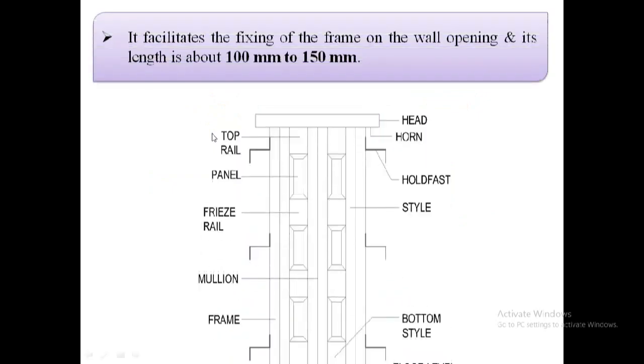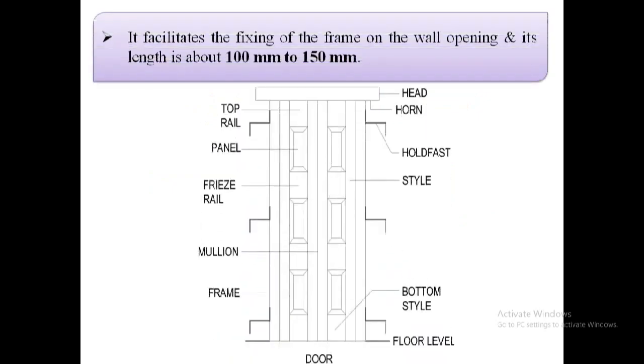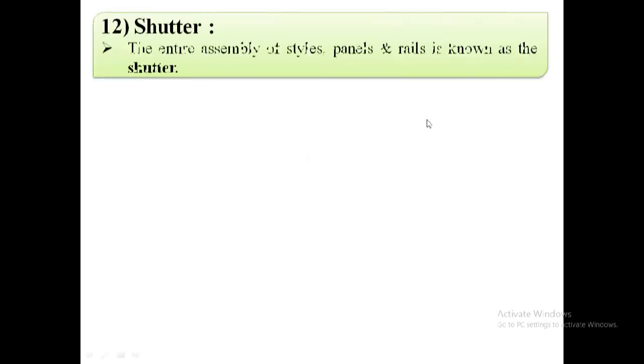Horn facilitates the fixing of the frame on the wall opening, and its length is about 100 mm to 150 mm. So the length of this horn is about 100 to 150 mm. Next technical term is shutter.